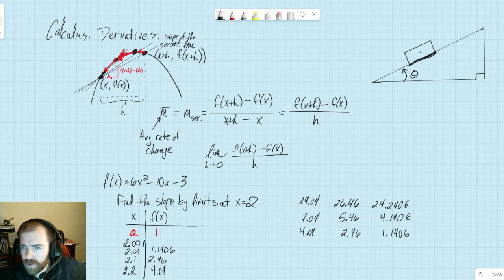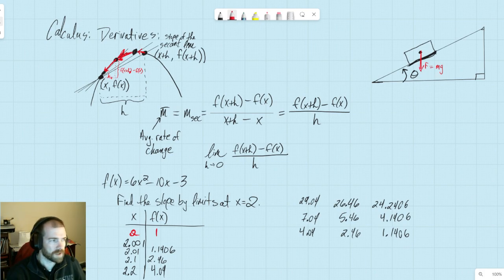Okay, so the way that we look at this is that we have a force acting on the block, namely gravity, which is pulling down this way. Our force here is going to be m times g. Force is equal to mass times acceleration. The acceleration in this case is due to gravity, so mg, mass times gravity.